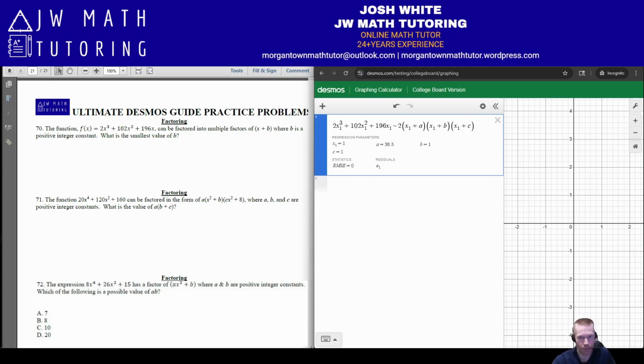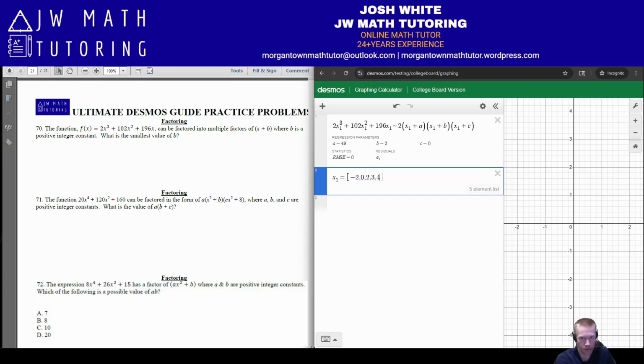Notice it's not working properly right now because it has x1 just as 1, and that's not correct. I want x1 to be treated as a variable. So now when I add in the element list, notice it now gives me the correct factorization.